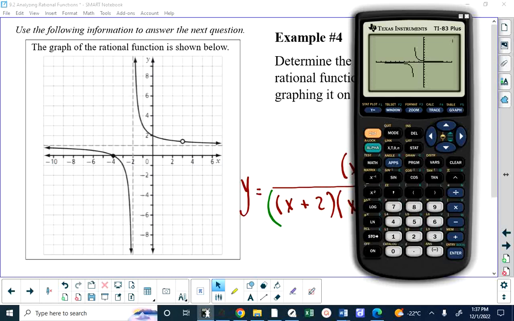Not even close. I mean, if I go, what's the y-intercept? I go trace 0. The y-intercept of this is only 0.5. The y-intercept of that's supposed to be 2. Now, you're not going to figure it out through stretches or anything else.